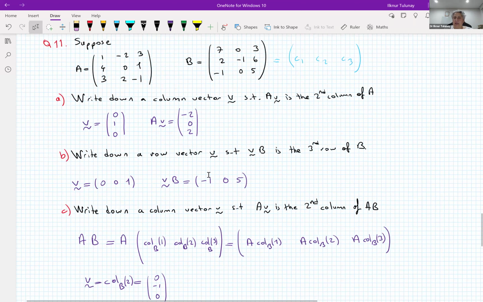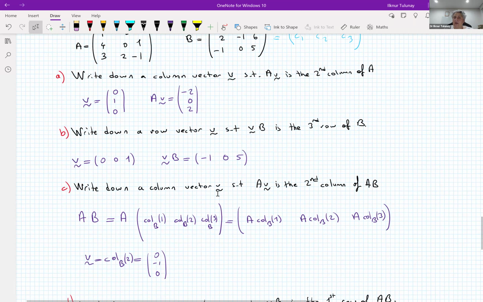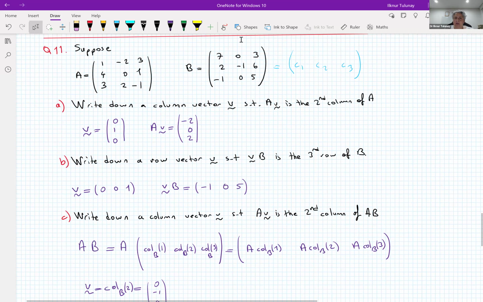So it asks me to write down the vector V such that AV will be the second column of AB. The second column of AB is A times the second column of B, which is this one, 0, -1, 0. That is the answer for this question.